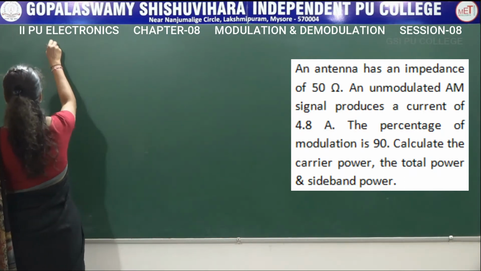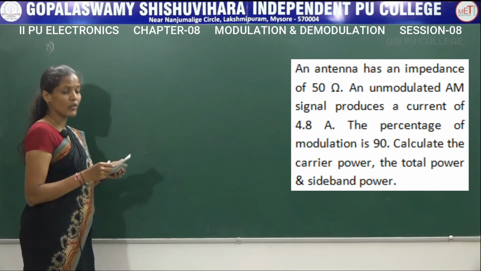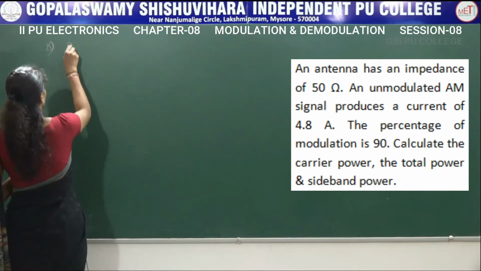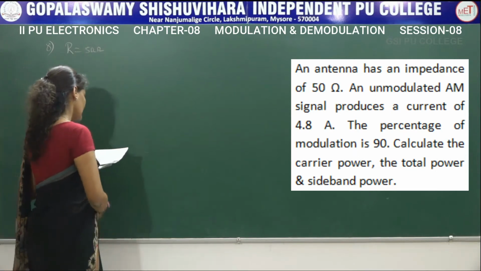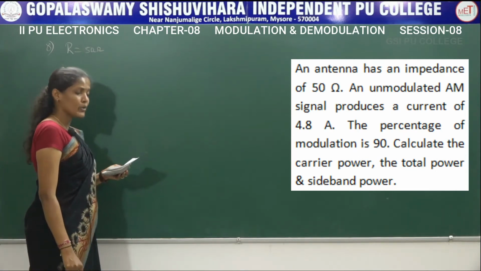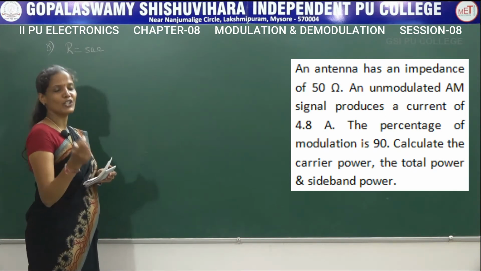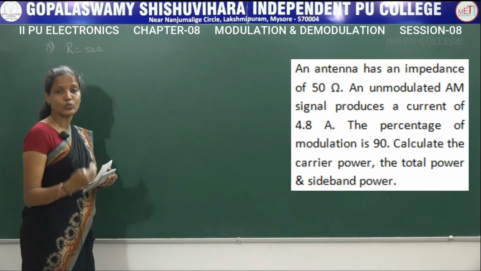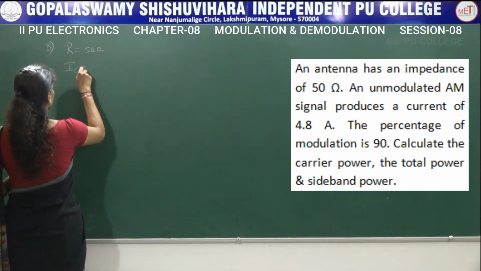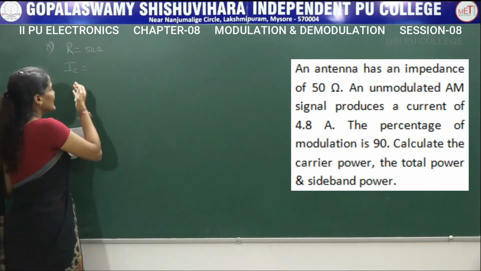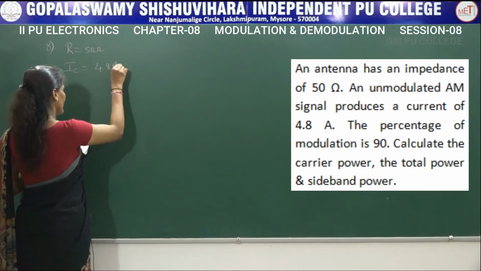So this is the 8th problem with extension from the last session. An antenna has an impedance of 50 ohms. So let us denote it as R, which is equal to 50 ohms. An unmodulated AM signal produces a current of 4.8 amps. Unmodulated current, we have to consider it as the carrier current. Before the modulation process, the current or the voltage or the power will be denoted with a suffix of carrier signal, that is C. So IC is equal to 4.8 amps.